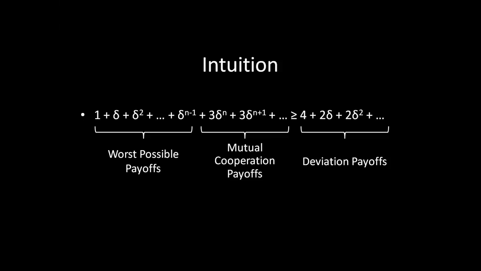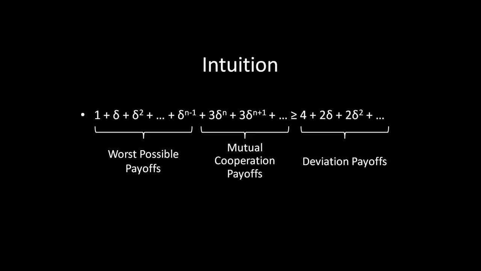Let's break this down piece by piece. Let's first start with what's going on on the left-hand side of the inequality. This is what you're getting if you continue with these strategies. This has two component parts. The second part is a little bit more straightforward. This is your set payoff that you get after you've completed the first n periods of doing whatever it is that we have called for in this equilibrium. After that point, you get a payoff of 3 in every future period.